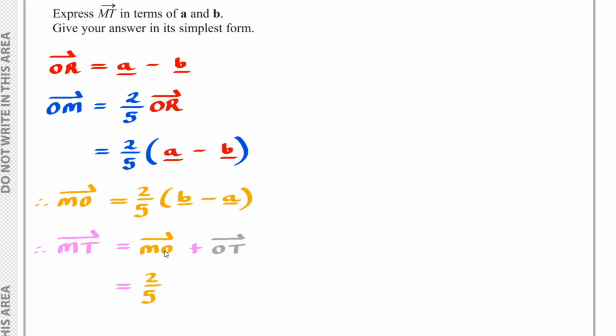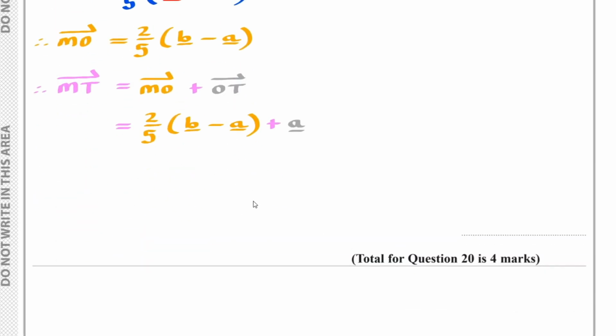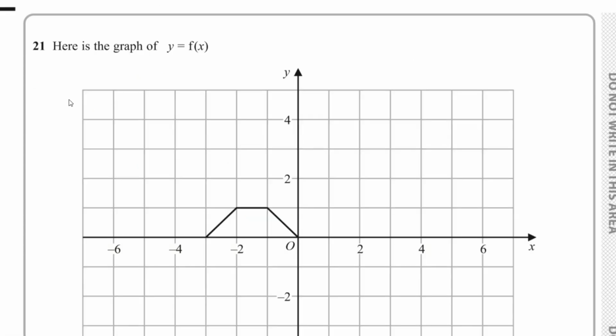So I know what MO is, that's 2/5 times B subtract A, and I add on to this OT, which is just A. So let's try to simplify this. In terms of my A's, I've got negative 2/5 plus 1, so that's 3/5 A, and then I've got the 2/5 B. And if I factorise out a 1/5, I would have 1/5 multiplied by 3A plus 2B. So that's what the vector MT is equal to, 1/5 times 3A plus 2B.